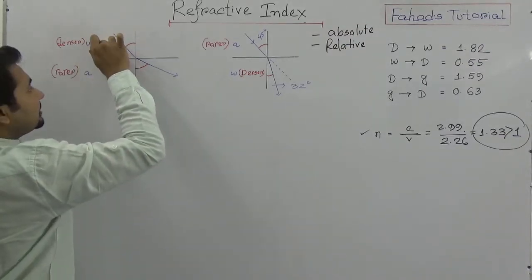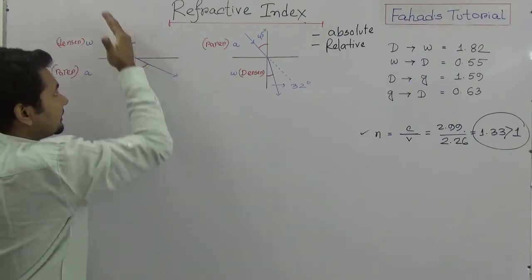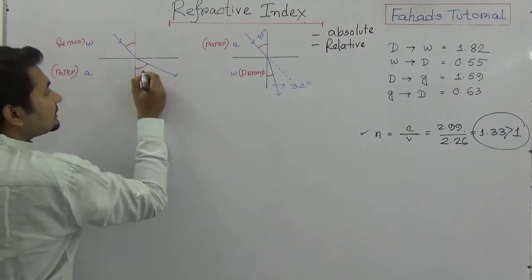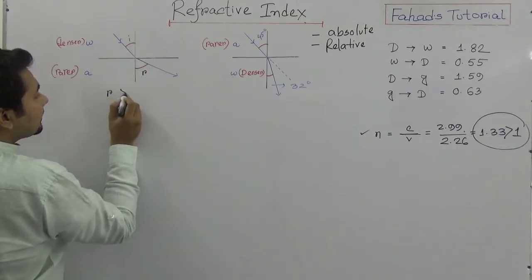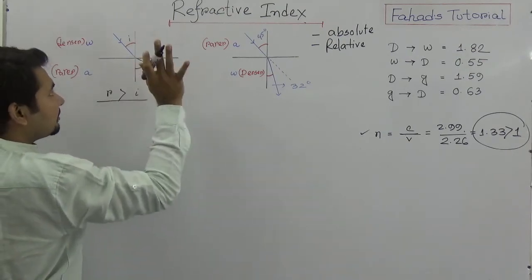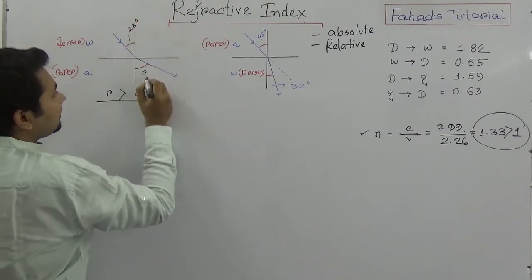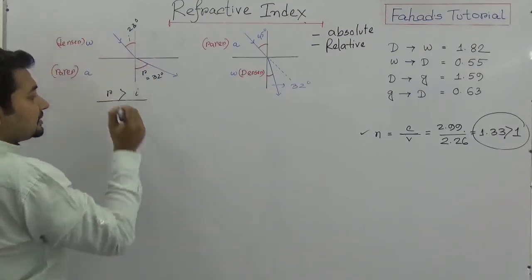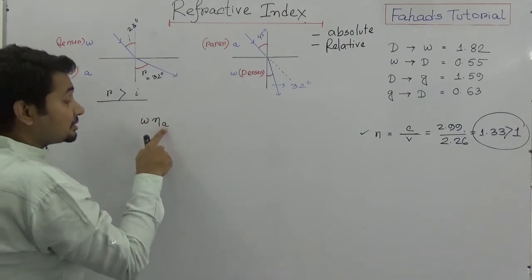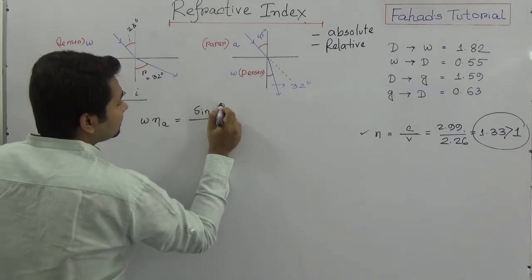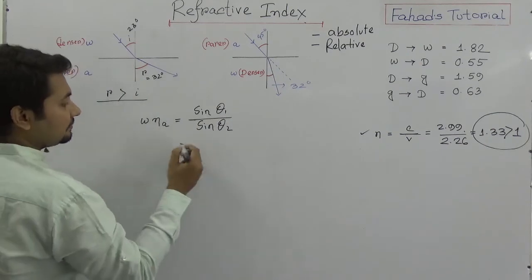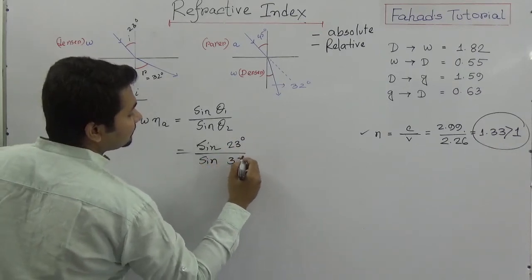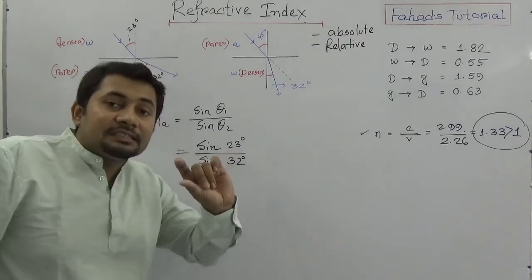You see, this is the denser medium and this is the rarer medium. When light is falling at an inclined position from the denser to the rarer medium, it bends away from the normal. So this angle is greater than the incident angle. If it is 23 degree, it must be more than 23, say 32 degree. Now the refractive index of water with respect to air is sine theta 1 by sine theta 2, where theta 1 is 23 degree and theta 2 is 32 degree.